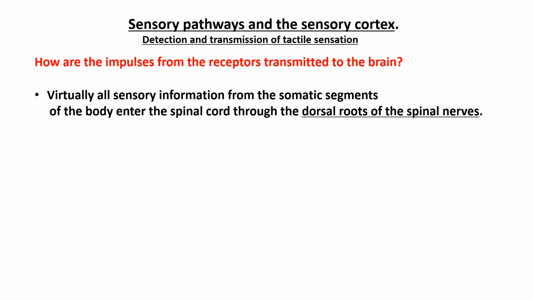Virtually all sensory information from the somatic segments of the body enters the spinal cord through the dorsal roots of the spinal nerves. So any information coming from the receptors, the afferent nerve, will carry that impulse from the receptors into the spinal cord, and it enters the spinal cord through the dorsal root.